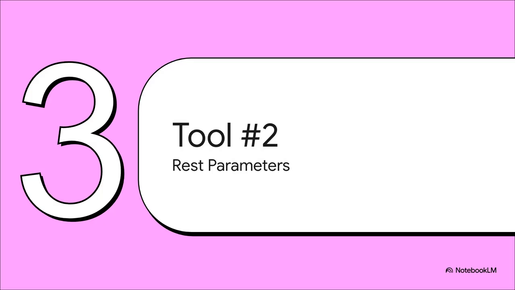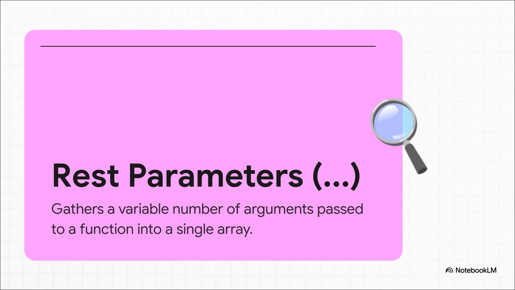Okay, so default parameters have us covered for missing inputs. That's awesome. But what about that other headache, handling a totally unknown number of inputs? For that, we turn to our second tool, the REST parameter. So when you see those 3 little dots inside a function's parameter list, I want you to think of it like a bucket. It's basically saying, take all the rest of the arguments that somebody passed in, I don't care how many there are, and just gather them up for me into one nice, clean array.